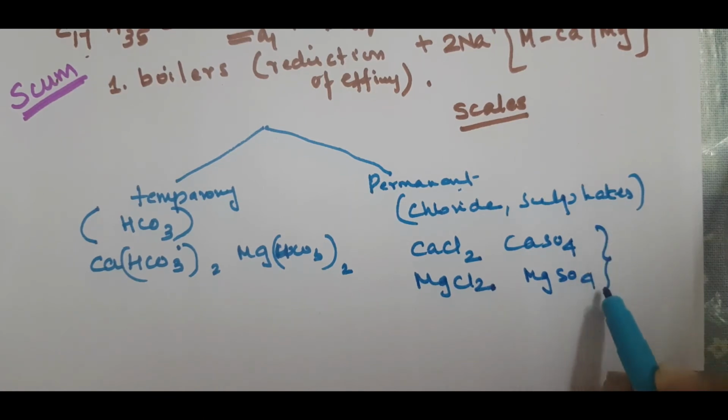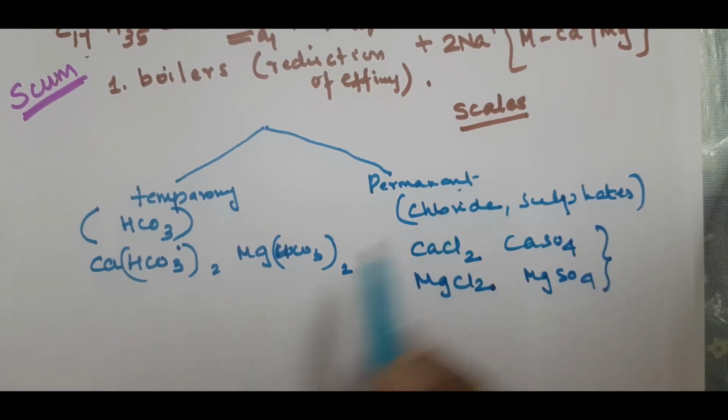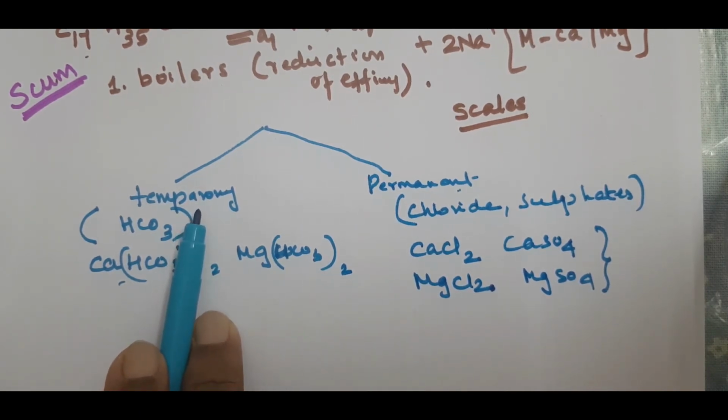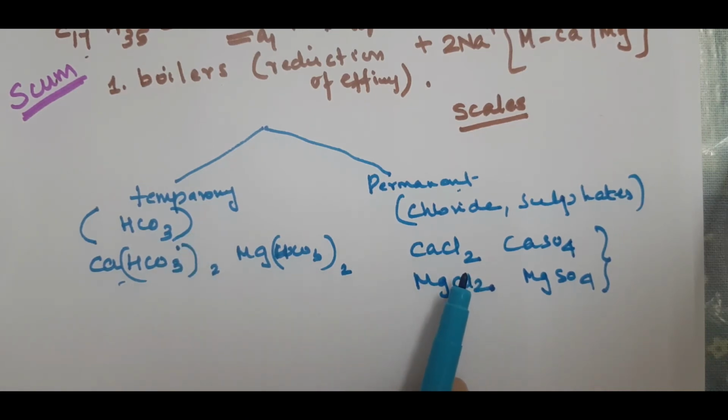So due to this, the permanent hardness happens, and due to this calcium bicarbonate or magnesium bicarbonate, the temporary hardness happens. Correct? Okay. Now we will see how this temporary hardness can be removed from this hard water, and how permanent hardness can be removed from this hard water. Okay, so hope you are clear with the temporary hardness and the permanent hardness of this water.